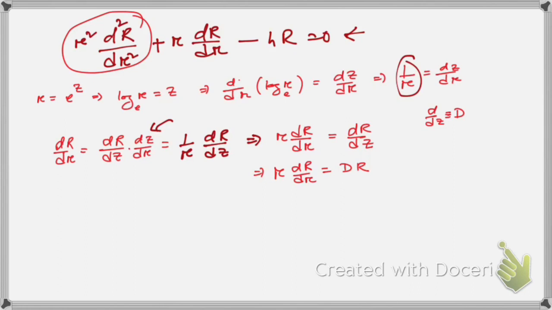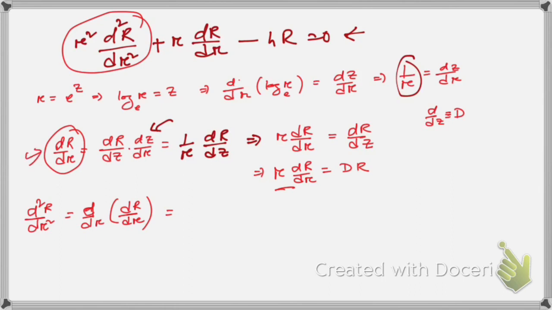So similarly, let's find again d squared capital R by dr squared, which is nothing but d by dr of dR by dr, of capital R, sorry, small r. And if you use this value of dR by dr here, then you will get 1 by r, d capital R by dz, right? That's what you're going to get.